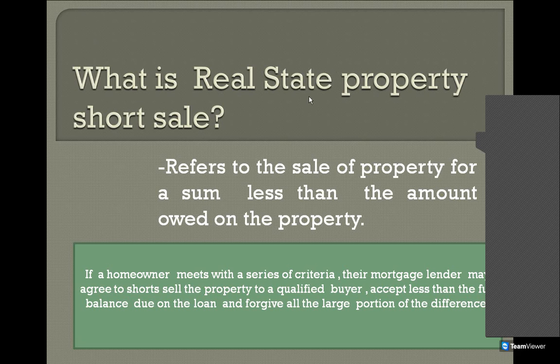So now there are some guidelines for a borrower to be able to do a short sale. If a homeowner meets a series of criteria, their mortgage lender may agree to short sell the property to a qualified buyer, or accept less than the full balance due on the loan and forgive a large portion of the difference.